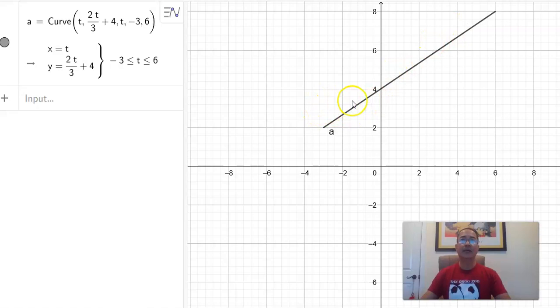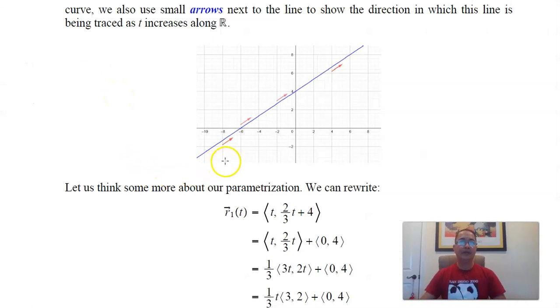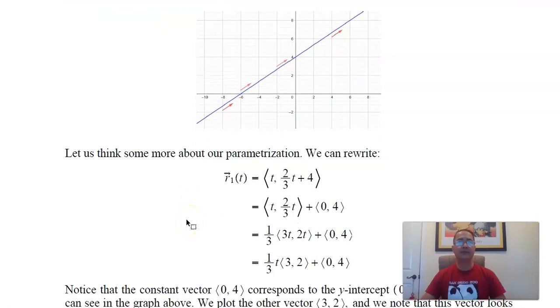We will be drawing arrows on our graphs. I'm not going to bother with that now because that will just be a waste of time. So let's go back to the PDF. In my diagrams, of course, I put the arrows that show which way the curve is being traced.